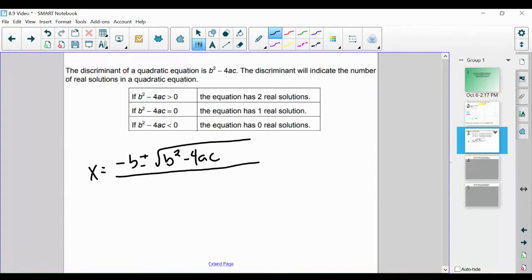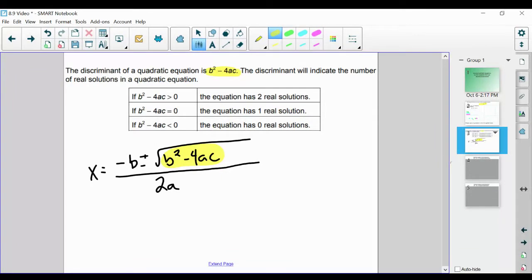x is equal to negative b plus or minus the square root of b squared minus 4ac, all over 2a. So the discriminant is what's underneath our radical. This is the part that's going to be underneath the radical, and it is going to tell us how many real solutions are within our quadratic equation. And that's because we're dealing with a square root.